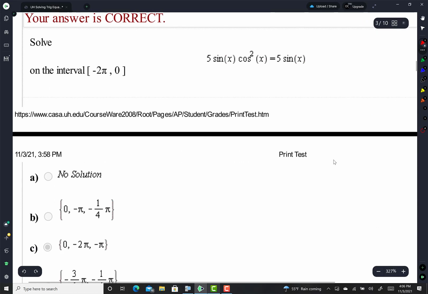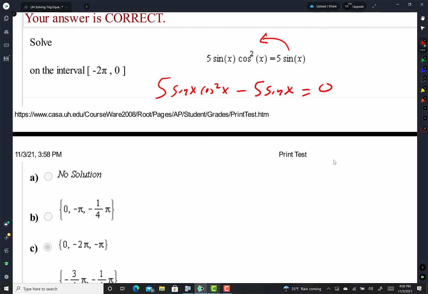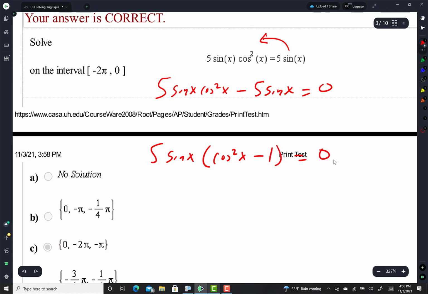Let's go to the next one. Ooh, I like these questions, guys. On this one, I'm going to go ahead and move that 5 sine x to the left. So I'm going to write 5 sine x cosine squared x minus 5 sine x equals 0. And now I'm going to factor out 5 sine x. So here's me factoring out 5 sine x, and what I'm left with is cosine squared x minus 1, and all that still equals 0.